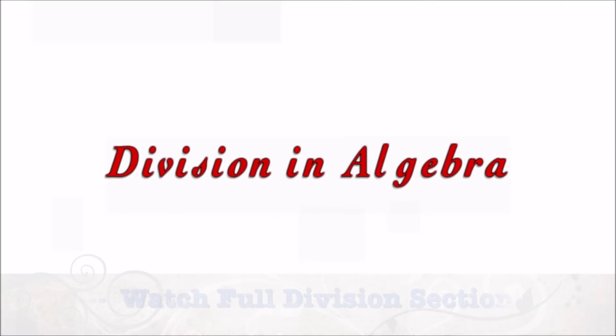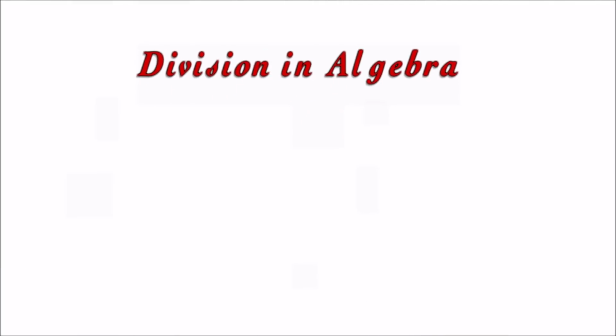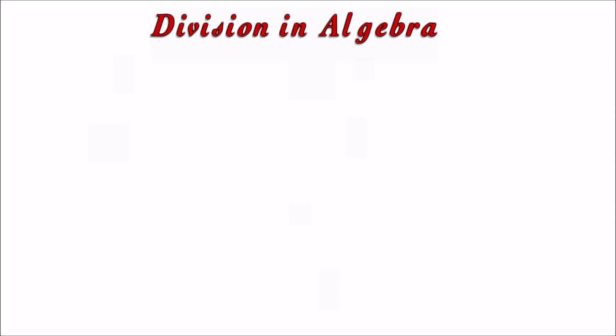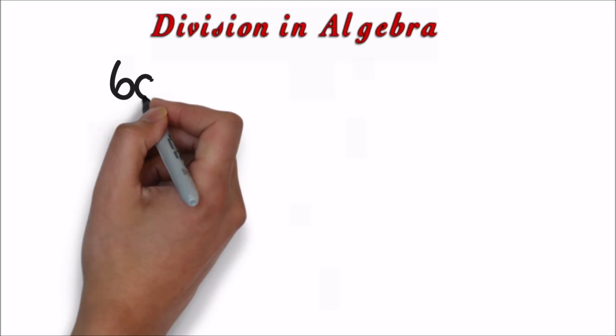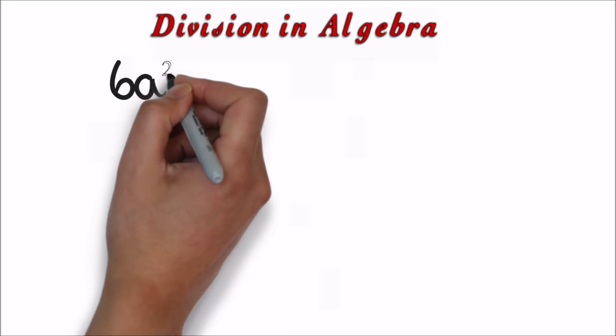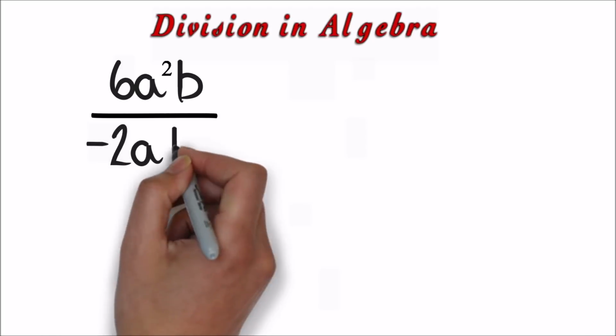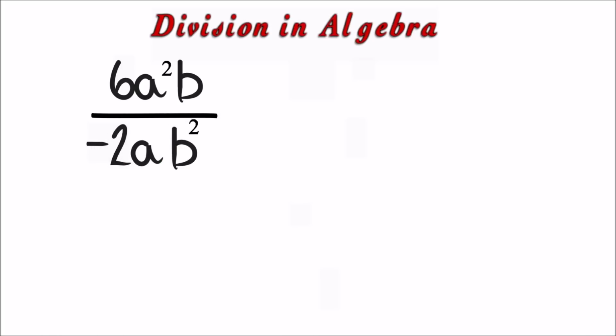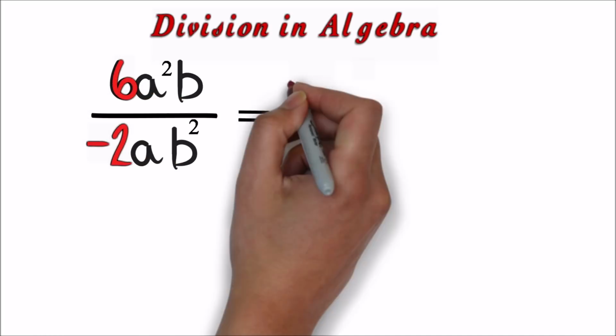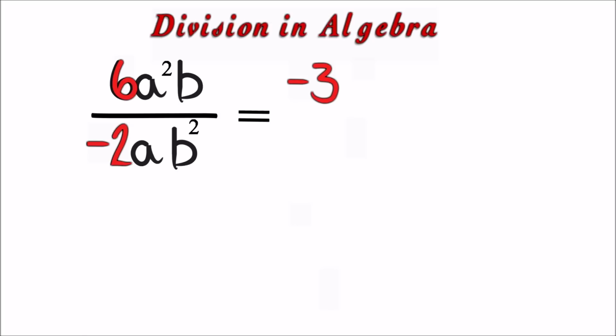Division in algebra. In division, we are still looking at occurrence, but in a slightly different way. Let's look at 6a squared b divided by negative 2ab squared. We divide the numbers as usual. We divide the 6 by negative 2 to get negative 3.